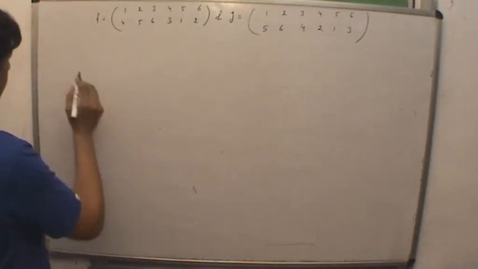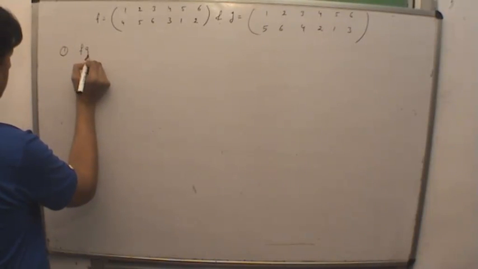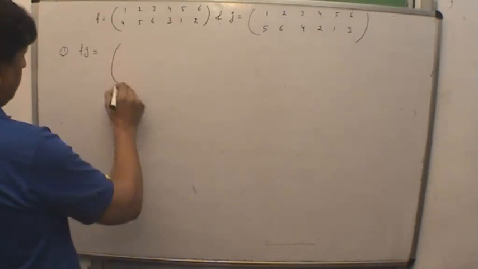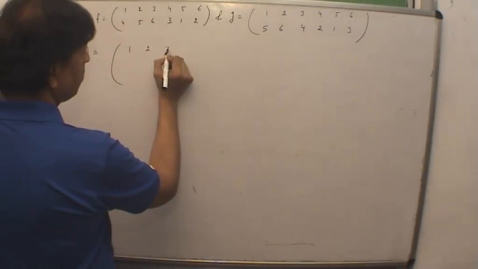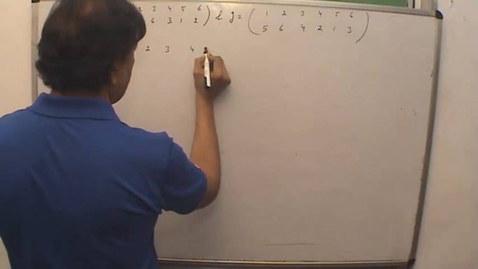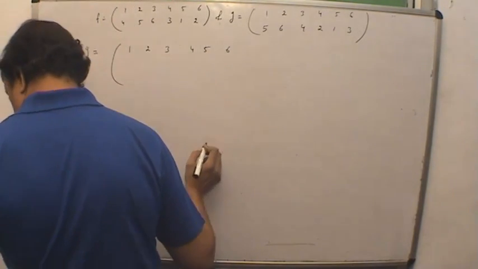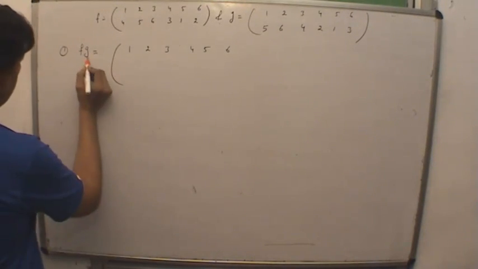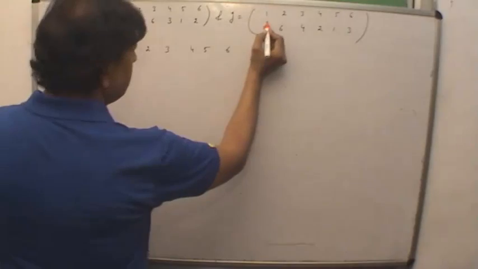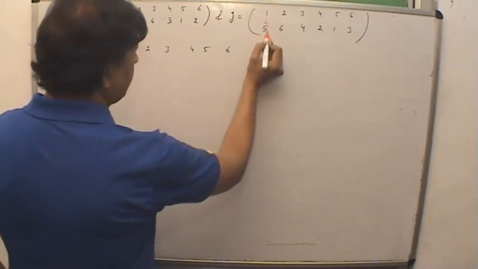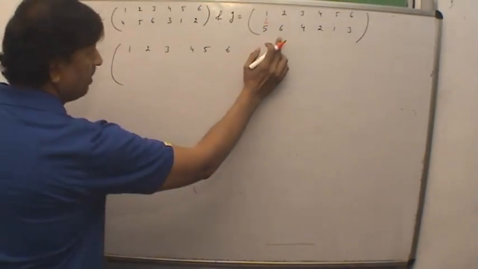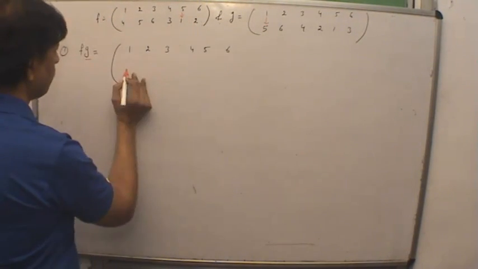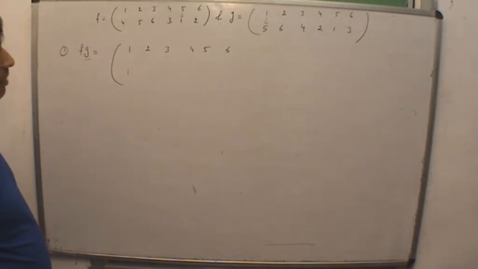Simply, we find here F composition G. We start from G. First of all, write the objects 1, 2, 3, 4, 5 and 6. In G, the image of 1 is 5, and in F, the image of 5 is 1. So we write 1 under 1.